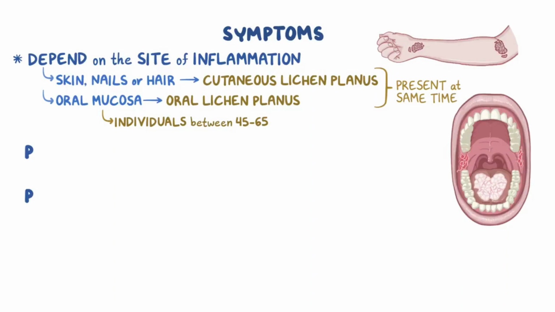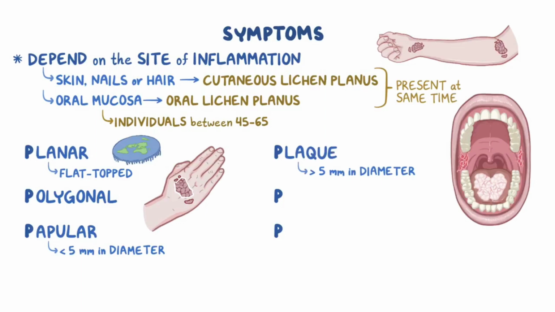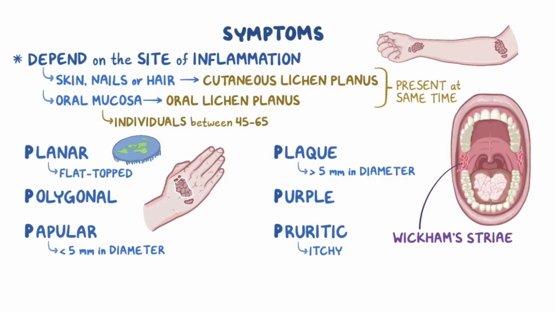Lichen planus can be described using the 6 P's. The first P is for planar, meaning that the rash is flat-topped. The next P is for polygonal, which means that the rash has multiple sides. The next P depends on the diameter of the skin rash. If it's less than 5 millimeters in diameter, it's called papular, but if it's more than 5 millimeters, it's called a plaque. The next P is for the purple color of the skin rash. And the final P is for pruritic, meaning that it's itchy. Sometimes the surface of oral lesions are covered with white, reticular, or net-like lines called Wickham's striae. In fact, that's the most common feature in oral lichen planus.